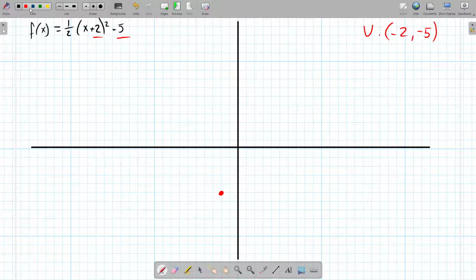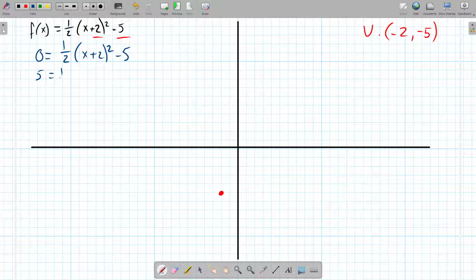Now we can go ahead and try to find if there's any x-intercepts. So we can set this equal to 0 and solve for x just like we would solve at the end of completing the square. So we can move this 5 across the equal sign by adding 5 to each side. So we have 5 is equal to 1/2 times our binomial squared. To get rid of this fraction, 1/2, we can multiply both sides by the reciprocal. So I'm going to multiply both sides by 2. So we get 10 is equal to this binomial squared.